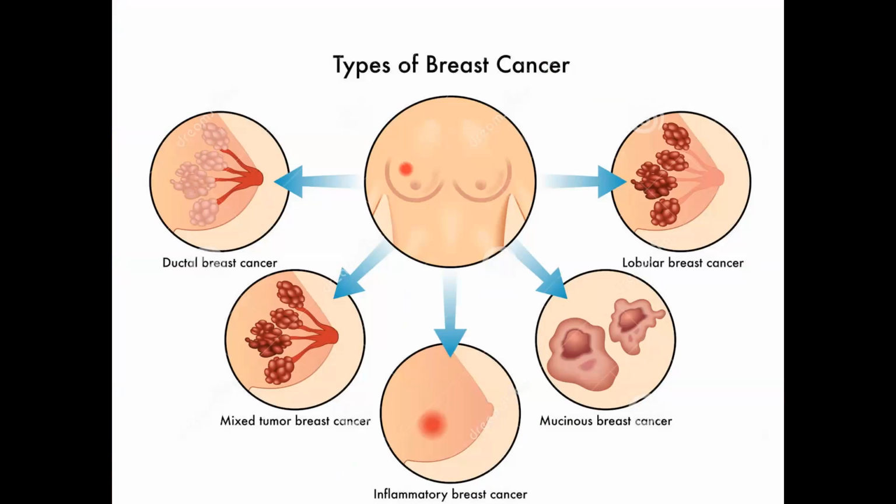There are a variety of cancers. We have lobular breast cancer, mucinous breast cancer, inflammatory breast cancer, very, very rare, mixed tumor breast cancer, and the most common type is ductal breast cancer, where the tumor grows in the lactiferous ducts. So the inflammatory breast cancer, very unusual. Most of these are pretty unusual. The most common type is the ductal breast cancer.